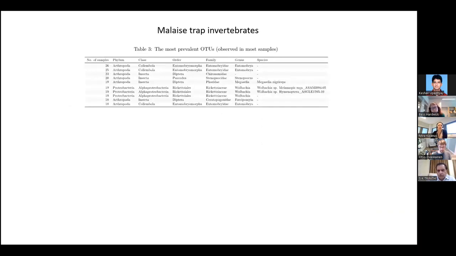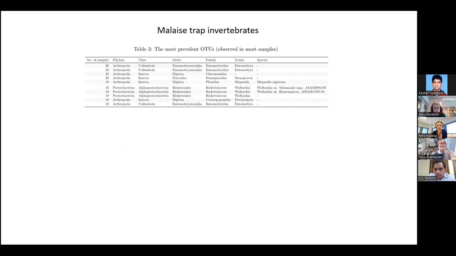Then there's a list of the 10 most prevalent OTUs. For example, here you can see Malay trap invertebrates. Here you can see all the different taxonomic levels that they were identified at and how the OTUs are actually named. So for example, here at the species level, only 3 of them have been identified to certain species types.